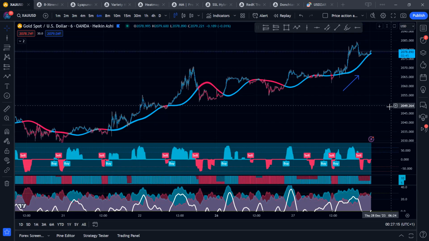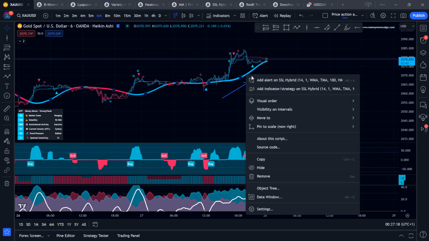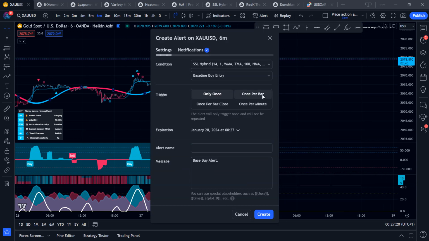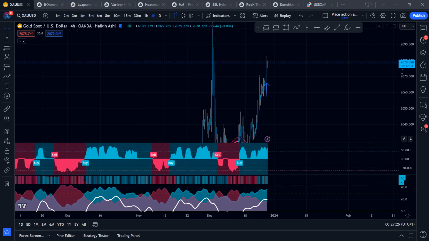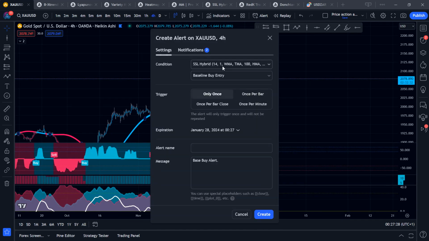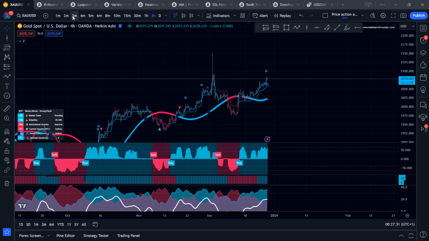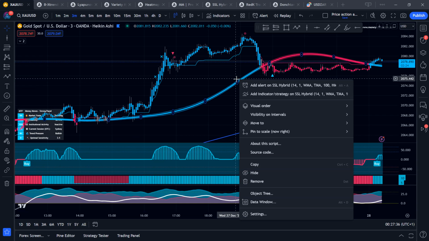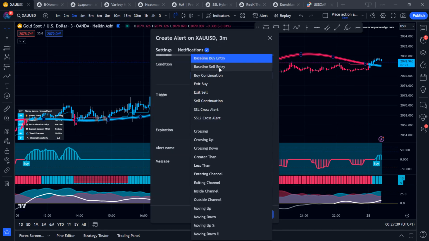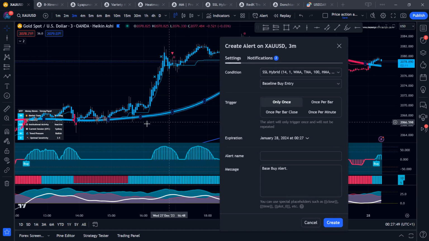Oh, I forgot to mention, you can also set alerts for the SSL hybrid. You just click on set alert for whatever time frame. If it's a 4 hour, you can set alert for the 4 hour. For the 3 minute, any time frame, you just right click, set alerts: buy, sell, exit, exits, continuation, SSL cross, if anything crosses up or down.